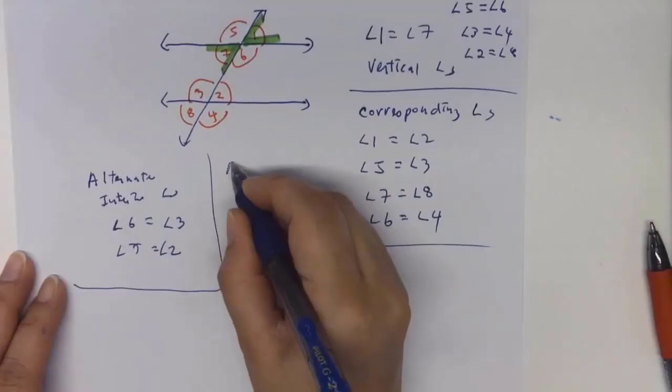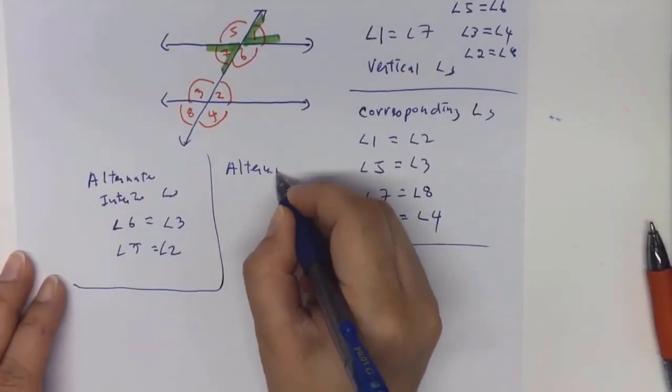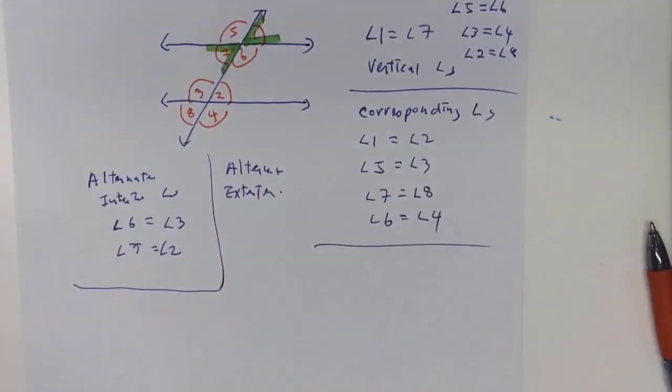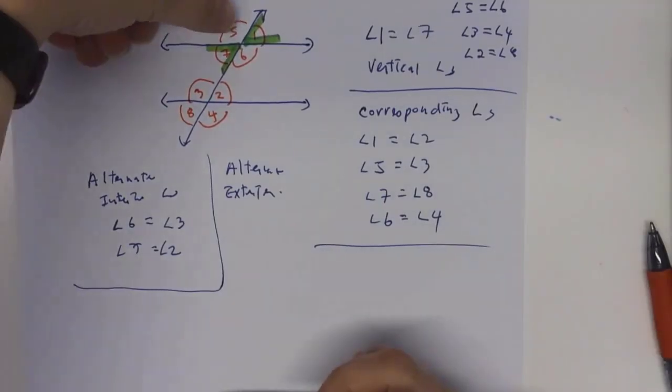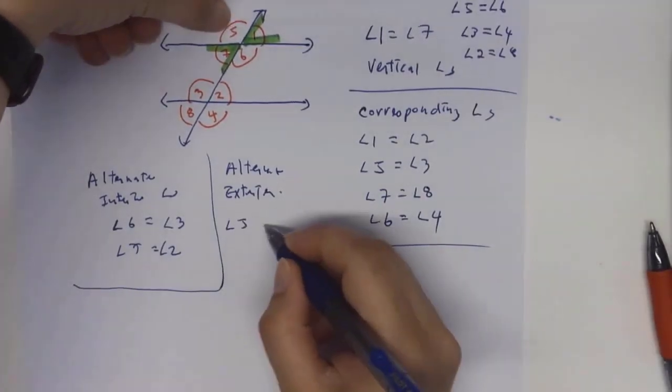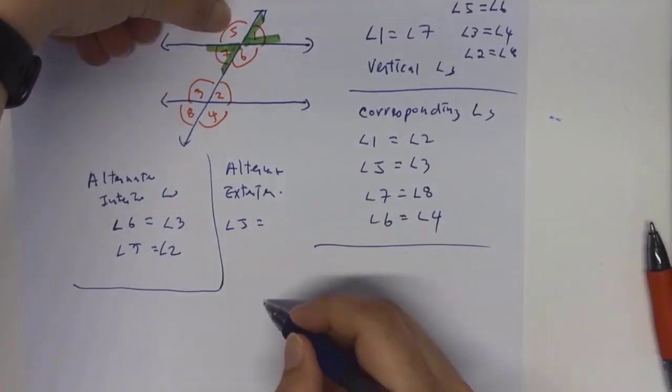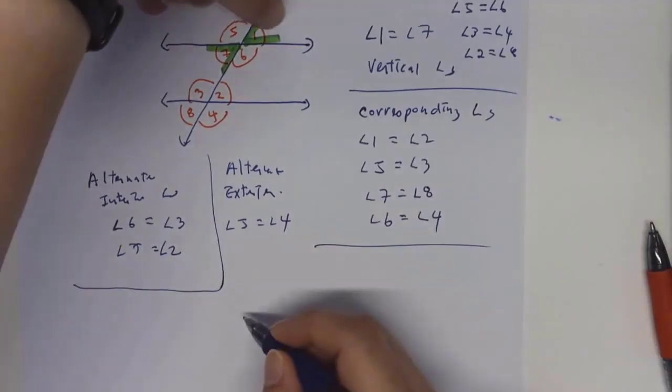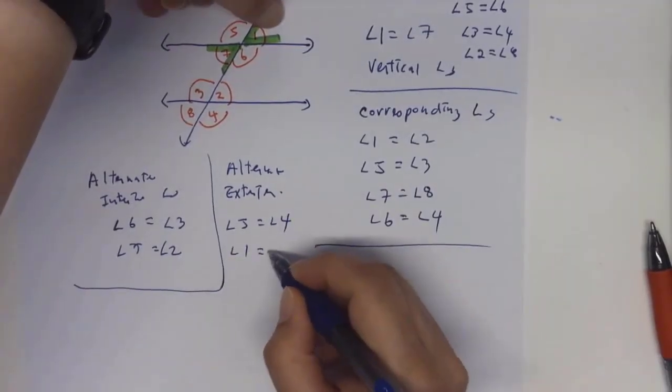Alternate exterior. So it's again using the parallel lines, right? Alternate means two different sides, but this time it's outside, exterior. So if it's like 5, with alternate but exterior, 5 and 4, 1 and 8.